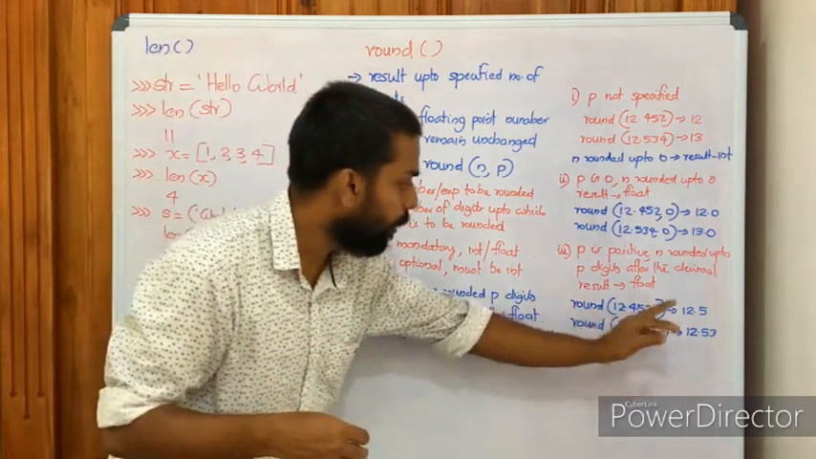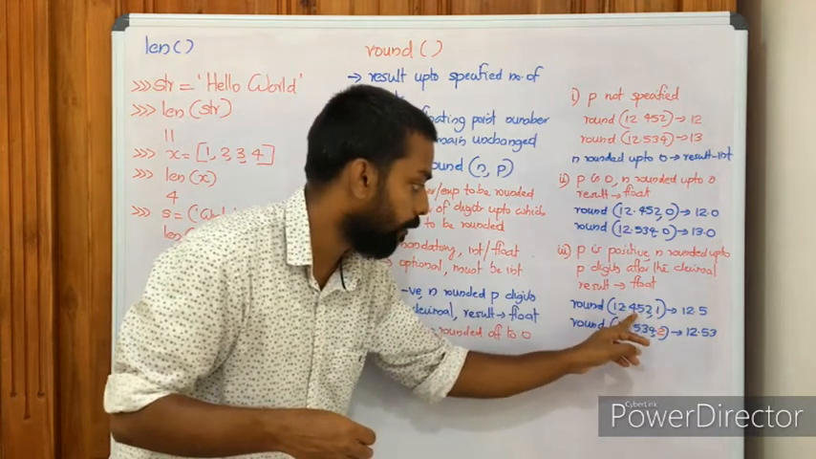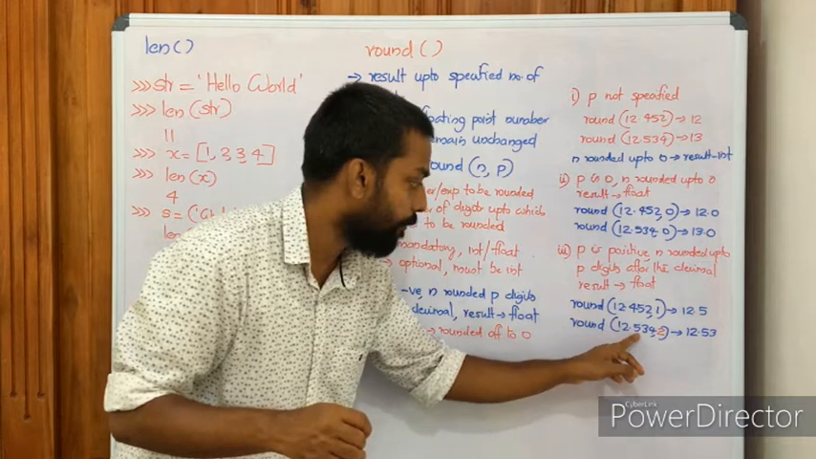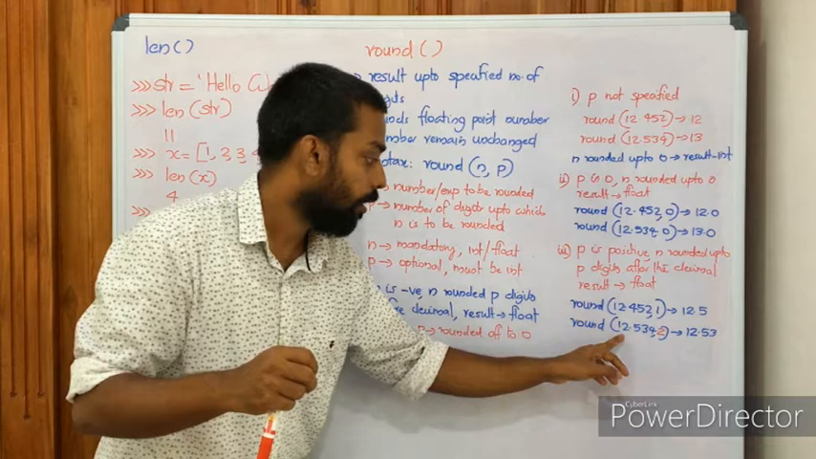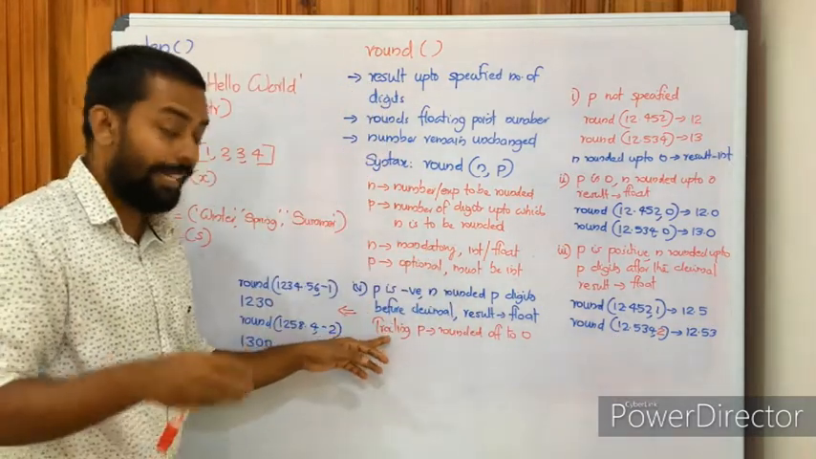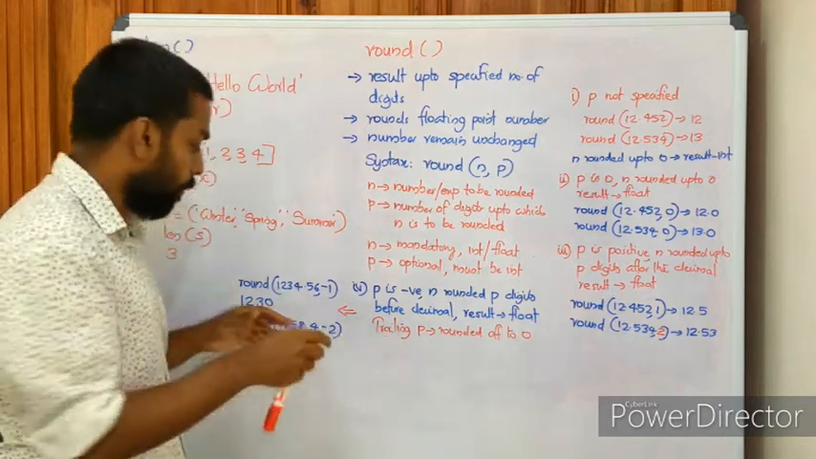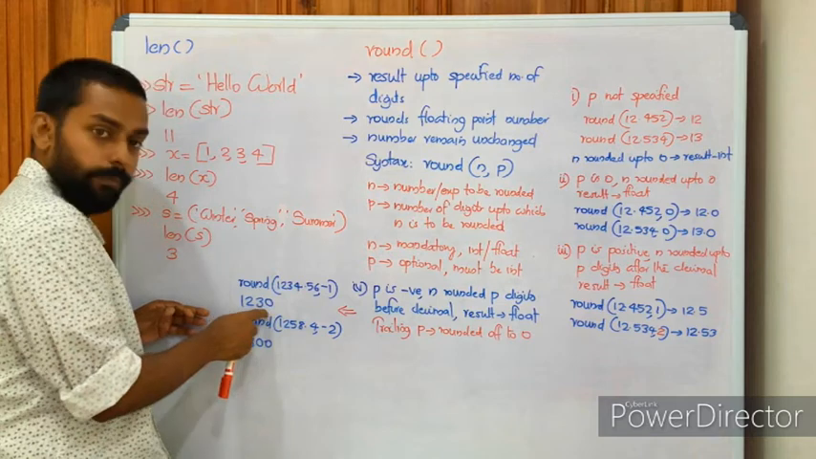Around 12, it is 12.4 because the value of p is 1. 12.5, okay, 4 will be rounded up to 5. Then 12.53, here the value of p is 2, so it will be 12.53. And in the case of negative, we have seen trailing digits will be rounded to 0. When p is minus 1, it is 1 2 3 0.